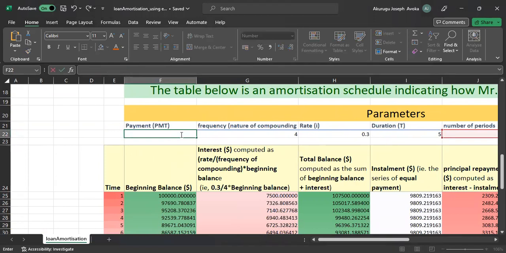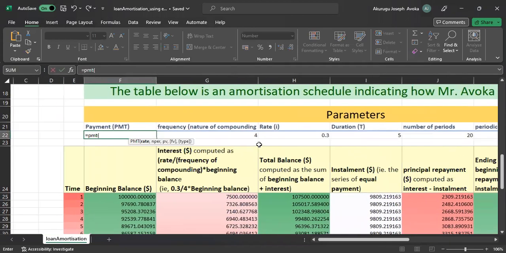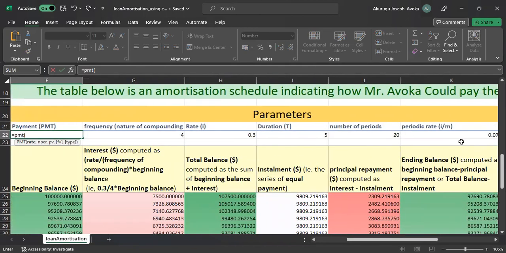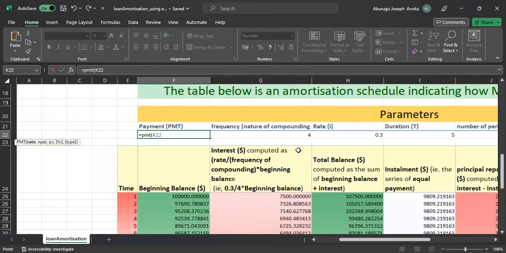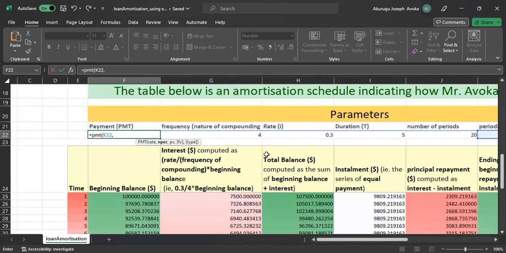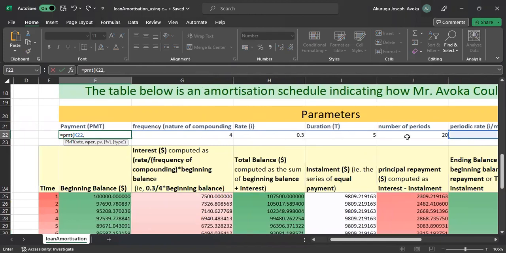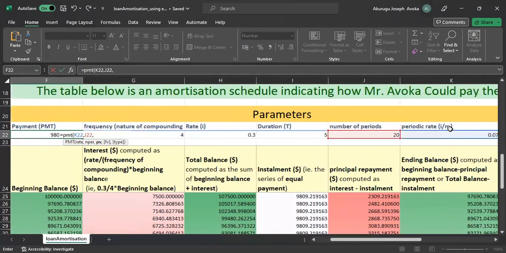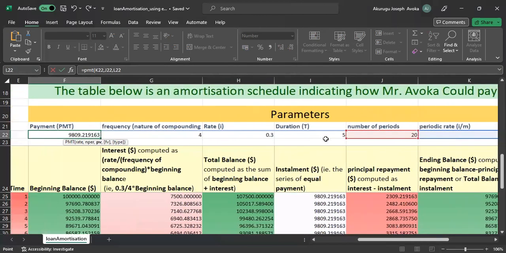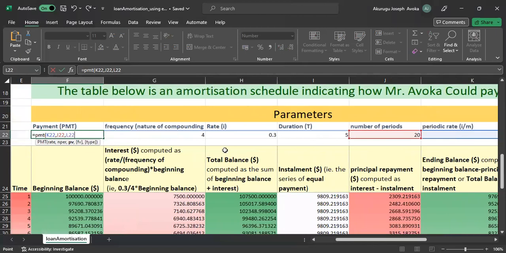To do that, we have payment equal to PMT, bracket open. Then we need the rate, which is this one, the equivalent periodic rate. We'll select that. Then a comma. Then how many times is the person going to pay? That's 20 times, the number of periods. Then you have the present value. Then you would have finished with the parameters, as well as future value, but in this case we don't have a future value, so that's not applicable to us.